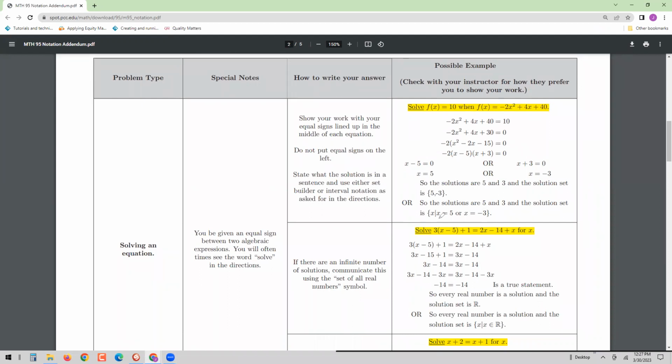When you are looking at solution sets, you're going to be using these curly brackets to give your answers. You'd say something like, my answer is 5 and -3 with these curly brackets.